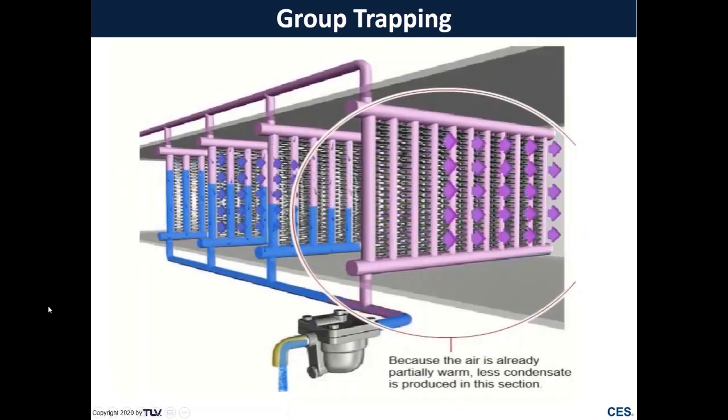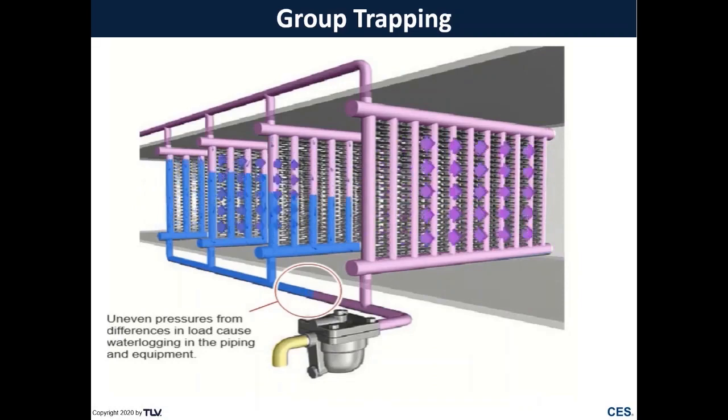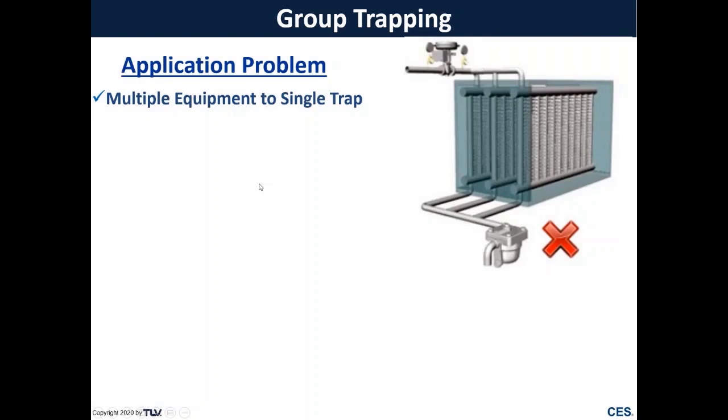So the first application we're going to look at is an application we call group trapping. And here you see 4 air coils in series, and they're all draining to a common steam trap. Now this may look like an okay application, but there are some hidden problems we may have. With this type of application, we have multiple pieces of equipment draining to a single steam trap, and what's going to happen is we're going to have an imbalance of loads and pressures across each one of those pieces of equipment. In the case of an air coil, we're going to have less of a condensate load on our last coil and a higher condensate load on our first coil, and a different pressure drop across each.